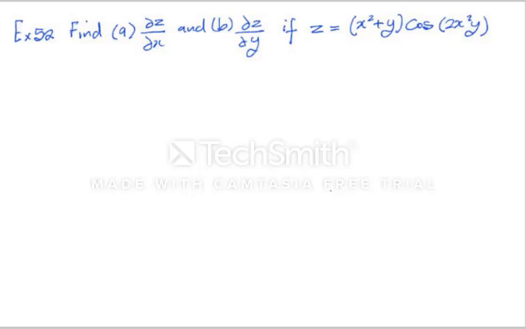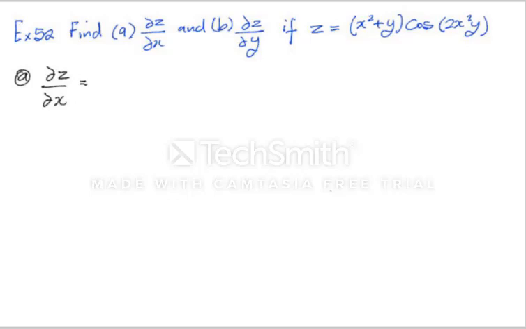All right. Example 52. It says find a, delta z by delta x, and b, delta z by delta y, if z is equal to. All right. So if you look carefully, you can see that this function is a product of two functions in x and y. So let's find a. A is delta z by delta x. That's the first partial derivative of z with respect to x. So therefore, we're treating y as a constant.